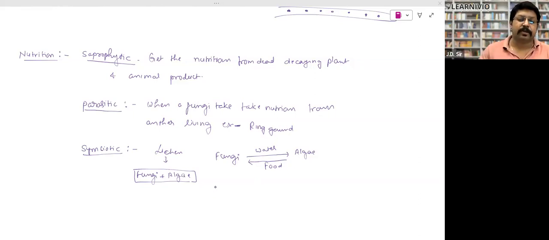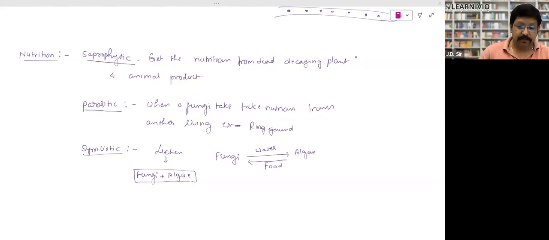Cuscuta is not a fungi actually. Cuscuta is a type of plant, a parasitic plant, and basically a stem parasite. There are two parasitic plants, Cuscuta and Orobanche. Cuscuta is the stem parasite, and Orobanche is the root parasite. But Cuscuta is a plant and Orobanche is a plant. They are not fungi. Got it?